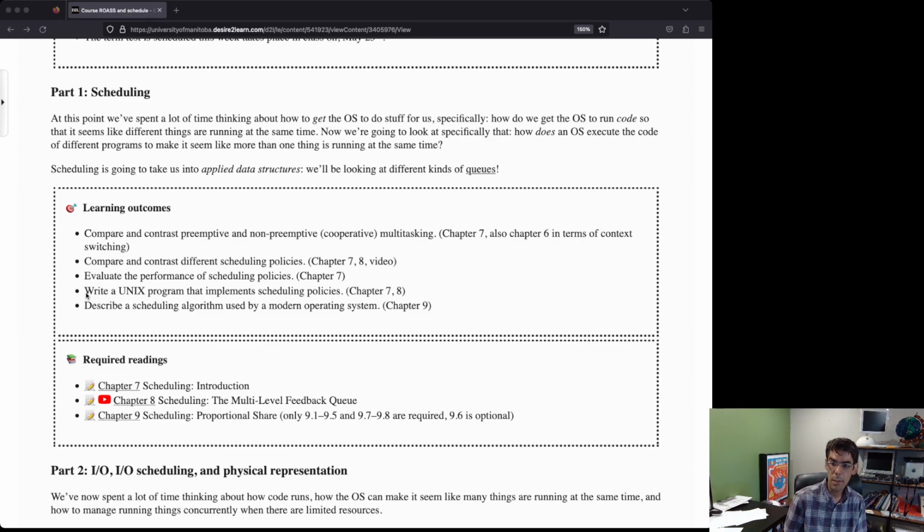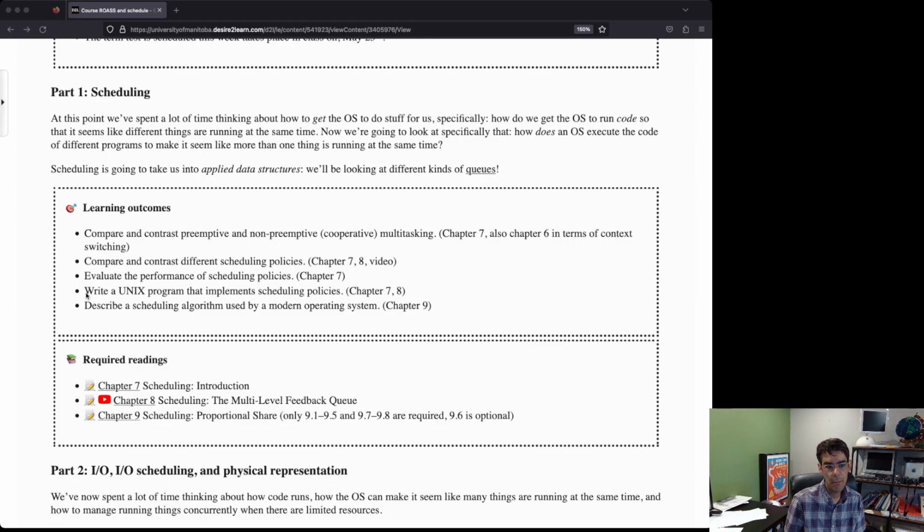Especially getting into the next learning outcome here, write a Unix program that implements scheduling policies. I'll talk about this a little bit in Monday's class. Assignment 2 is you are going to be writing a simulator for a multi-level feedback queue. So you're going to be simulating hardware, and the way that you're simulating hardware is with threads. The environment is basically going to be that you are simulating a multi-CPU environment using multiple threads of execution.